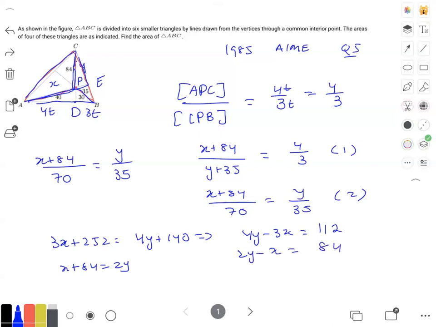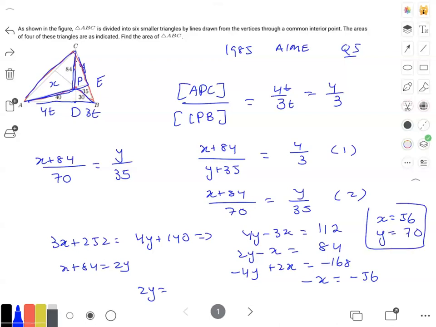Plenty of ways to solve for this. Let's multiply this second equation by -2 to get -168. Now this becomes -4y. So -4y plus 2x is equal to -168. And if we add them, we get -x is equal to -56. So x is equal to 56. And if x is equal to 56, 2y would then be equal to 84 plus 56, which is 140. So y equals 70.